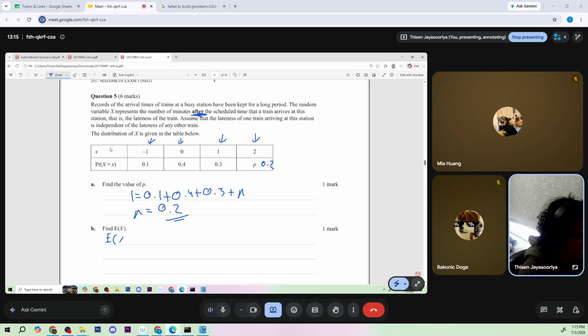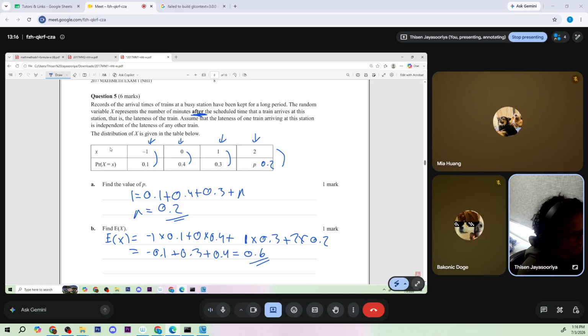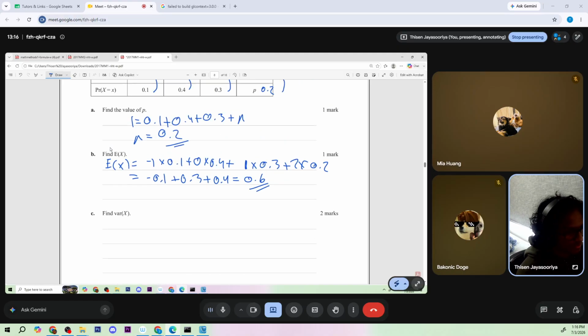It wants me to find out E of x now. Remember, E of x is just me multiplying these two together and then adding everything up. So it's negative 1 times 0.1, plus 0 times 0.4, plus 1 times 0.3, plus 2 times 0.2, which is just going to be negative 0.1 plus 0.3 plus 0.4, which is just going to be 0.6. My answer there.